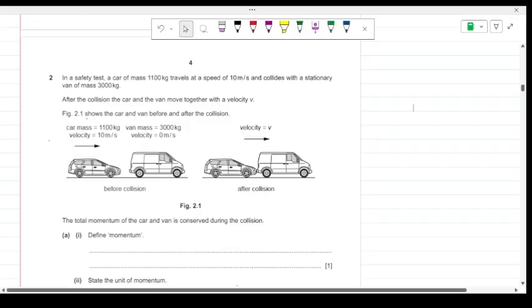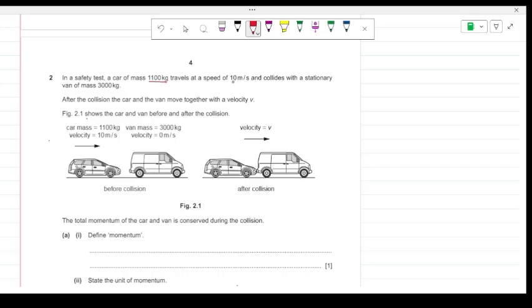Question number 2 says, in a safety test, a car of mass 1100 kg traveling at a speed of 10 meters per second collides with a stationary van of mass 3000 kg. After the collision, the car and the van move together with the velocity v. Figure 2.1 shows the car and the van before and after the collision. Yes, they have given the data here.